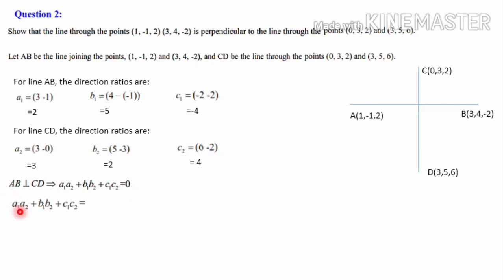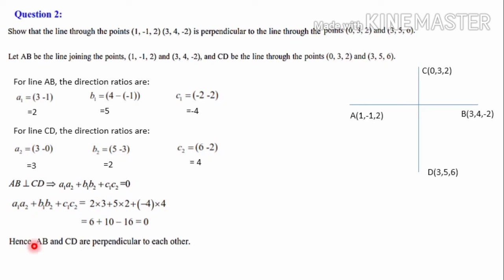Let's check it. A1 A2 plus B1 B2 plus C1 C2. If you write one below the other, it will be easy for you to multiply. So 2 and 3, if you multiply, that is 2 into 3, 5 into 2, minus 4 into 4. That is 2 into 3 is 6, 5 into 2 is 10, minus 4 into 4, that is minus 16. 6 plus 10, that is 16, minus 16, that is equal to 0. So we have got A1 A2 plus B1 B2 plus C1 C2 equal to 0. Therefore, AB and CD are perpendicular to each other.